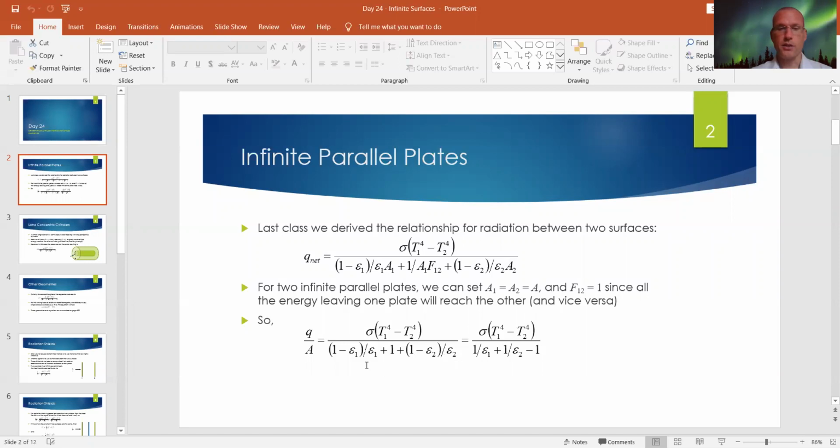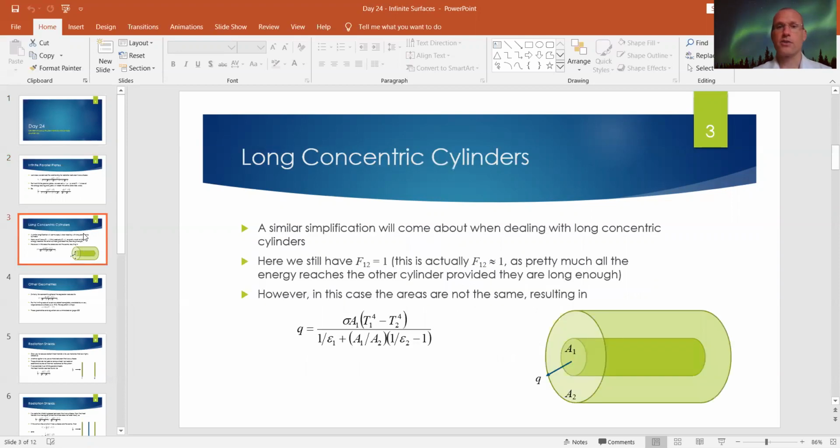I can clean that up a little bit. So 1 minus epsilon 1, expand that out: I have 1 over epsilon 1, and epsilon 1 over epsilon 1 is just 1. The same thing happens here. So I end up with 1 over epsilon 1 plus 1 over epsilon 2 minus 1. So I have a minus 1, plus 1, and another minus 1, so overall minus 1. So an easier formula for this particular case. So that's my rectangular infinite surfaces.